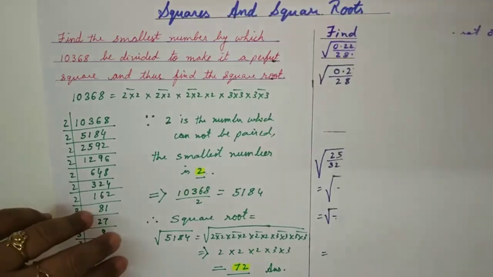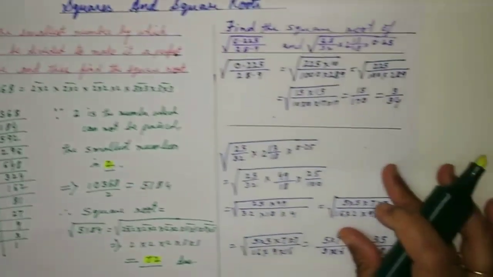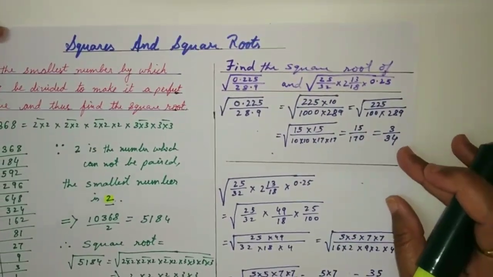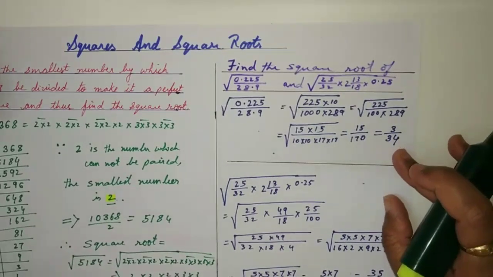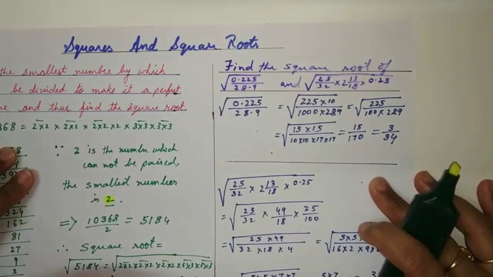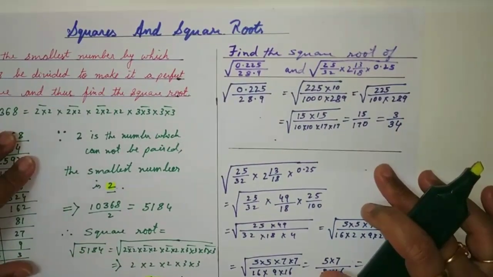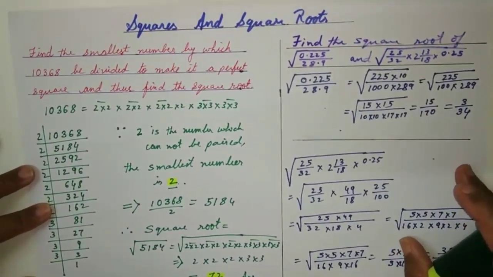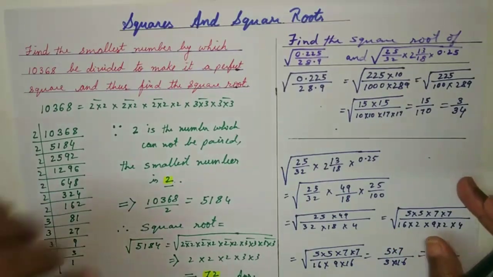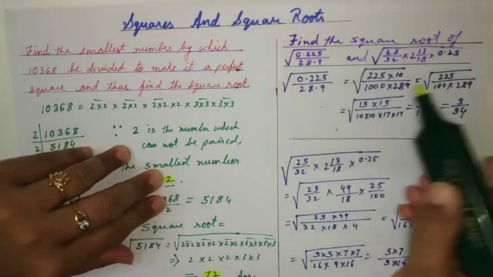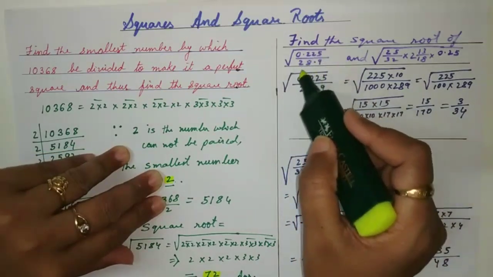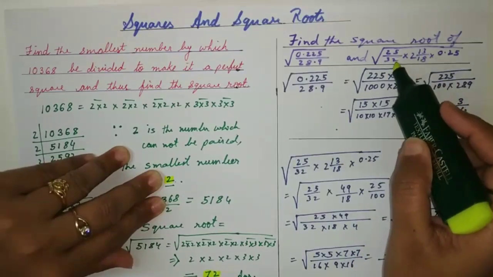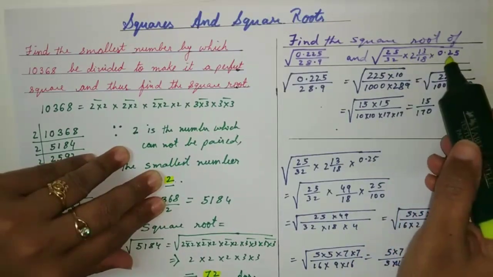Okay, so the next type. These are numbers which you can actually do orally, because you were asked to learn the squares of the first 20 numbers. So find the square root of 0.225 by 28.9, and a mixed number 25 by 32, 2 whole 13 by 18, and 0.25.